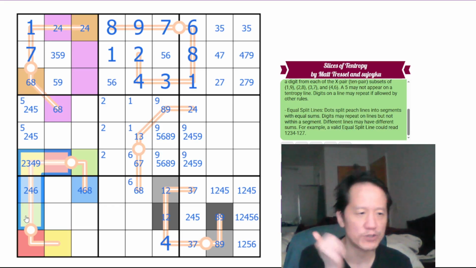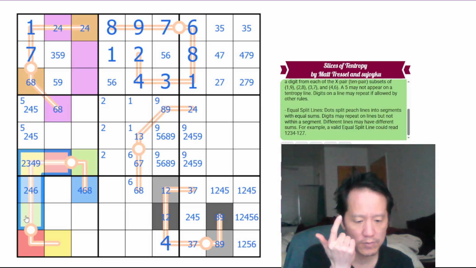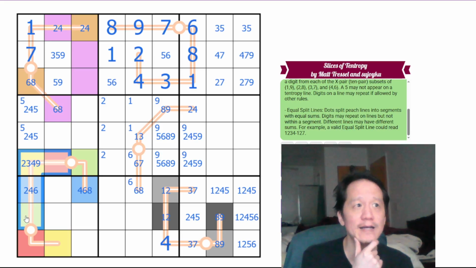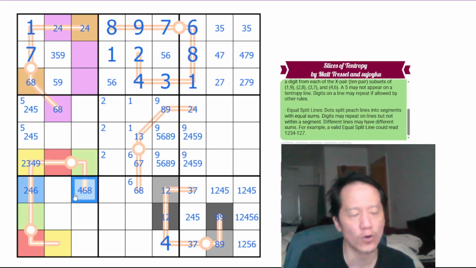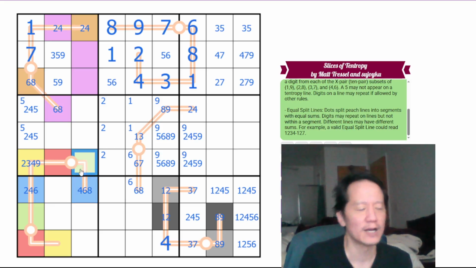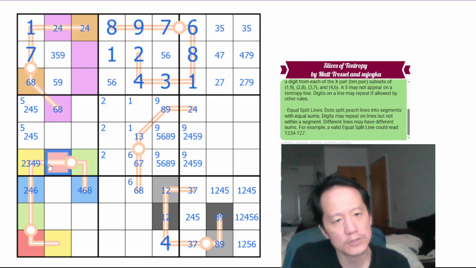You can't have 1, 2, and 7 because 1, 2, 6, and 7 adds up to 16, and 4 with any single digit would add up to at most 13. So it would have to be, if this is 6, this would have to be 1, 2, and 3, but 1 can't be here. So this would be 1. This would be a 2, 3 pair here.